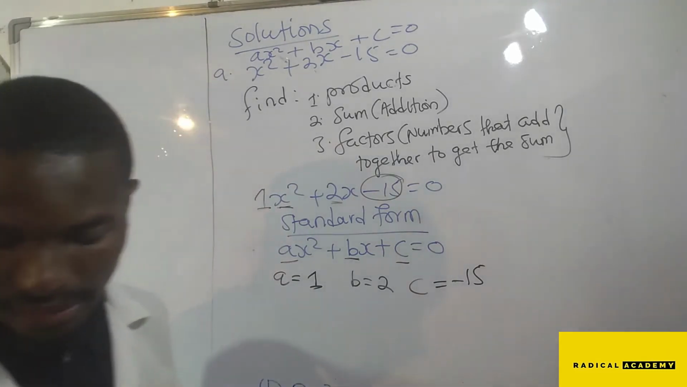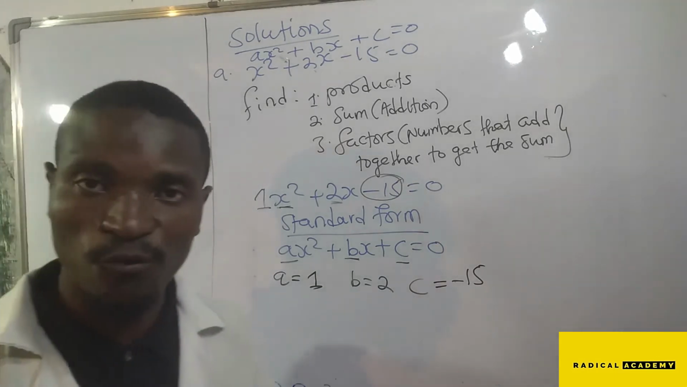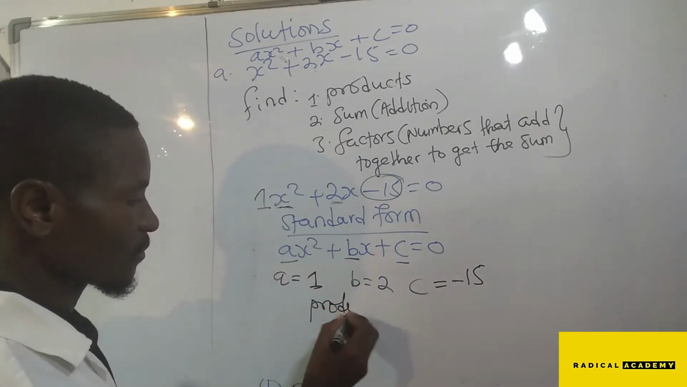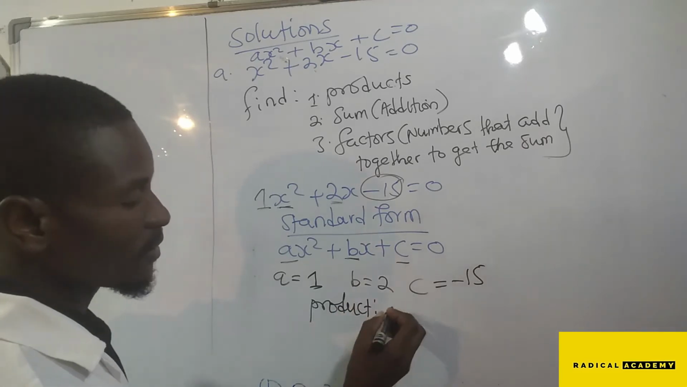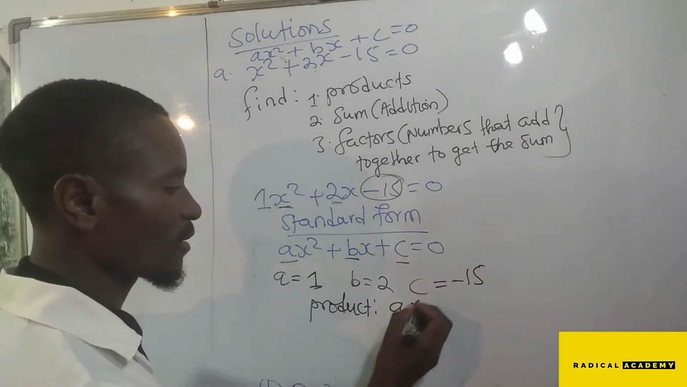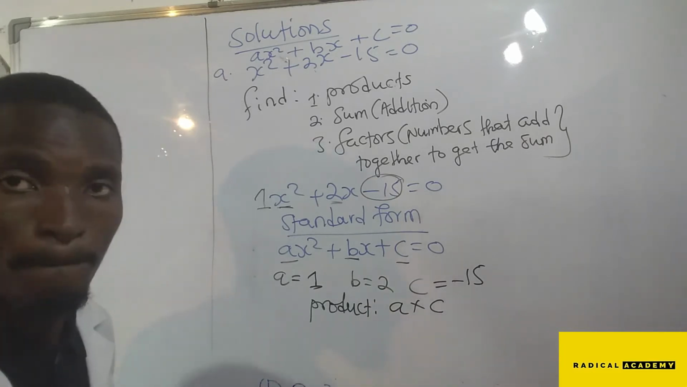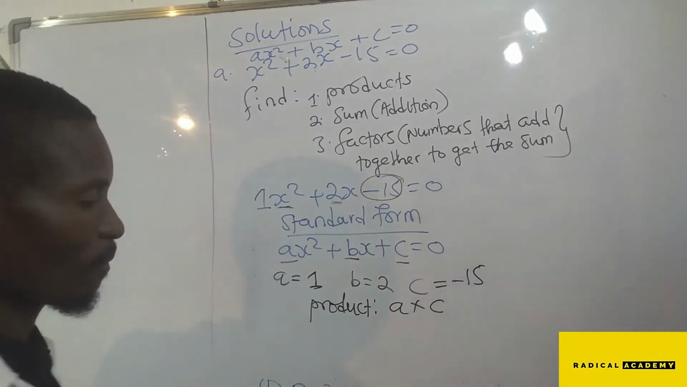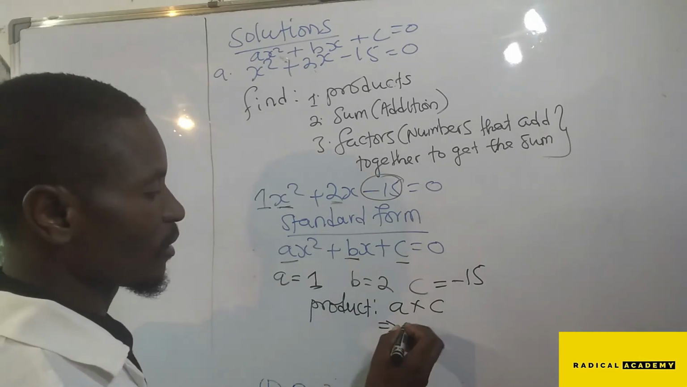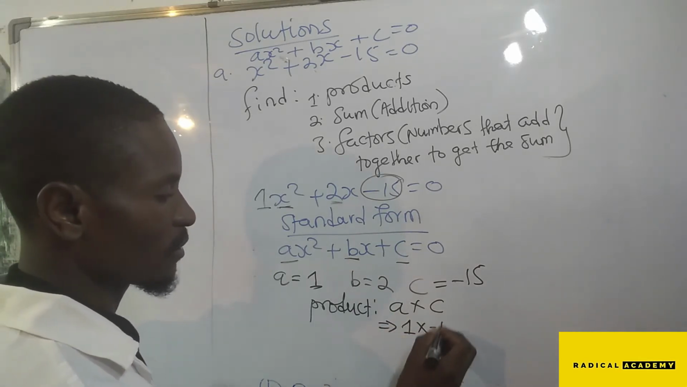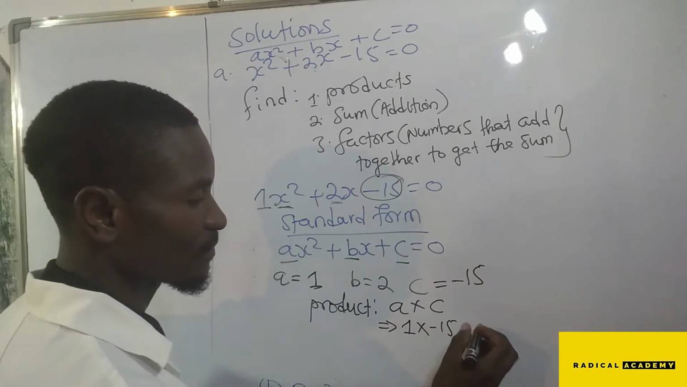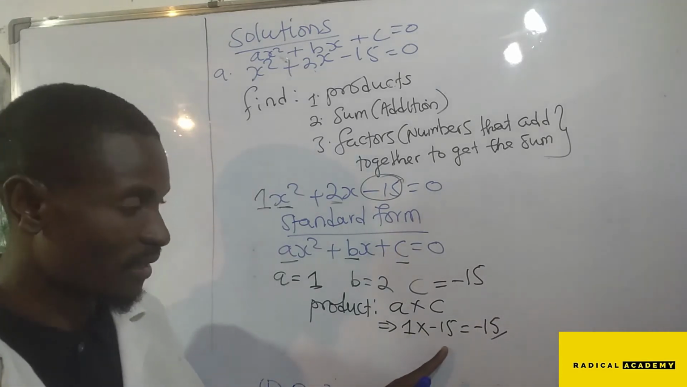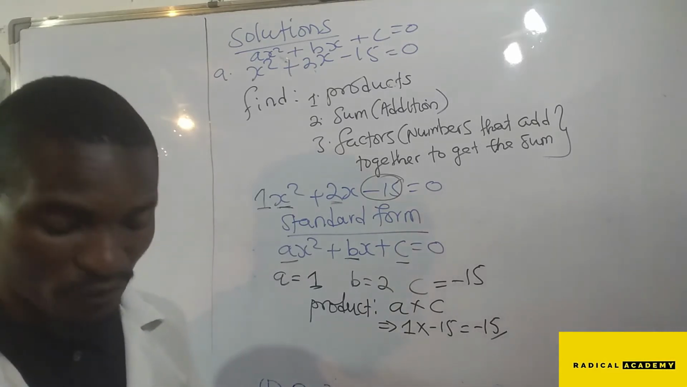Once we do that, we have to find the product. The product is given by a times c. Your a is 1, your c is negative 15. So 1 multiplied by negative 15, you get negative 15.